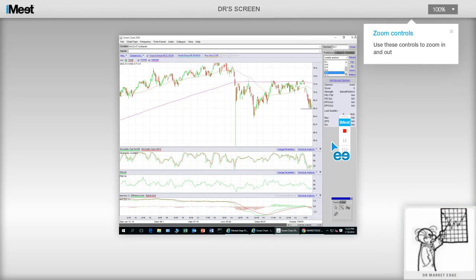Here's XLV. Again, we're trying to find support down here around 66. It was higher this morning, and we're flat again on that. In fact, the only things really up this morning are the consumer staples XLP, and XLY, consumer discretionary, which is a little bit higher also.